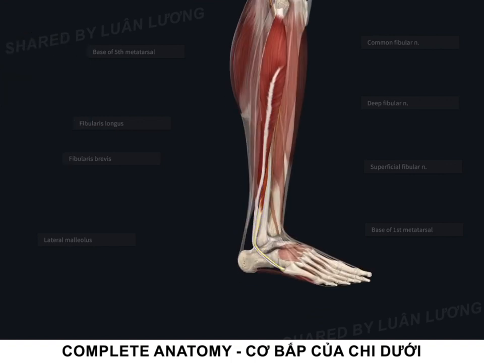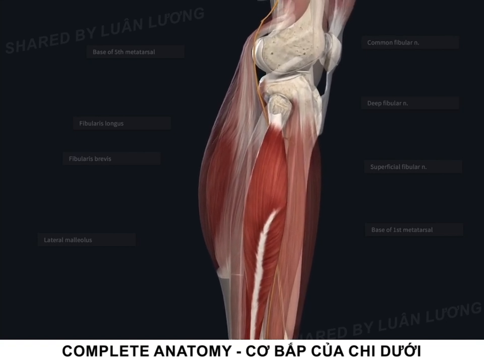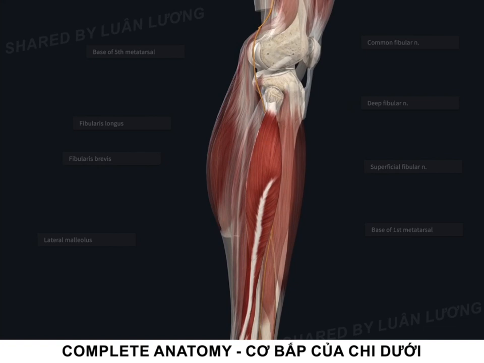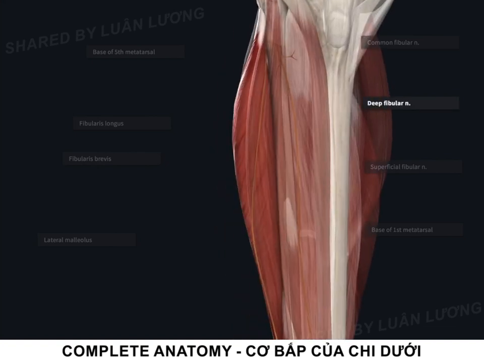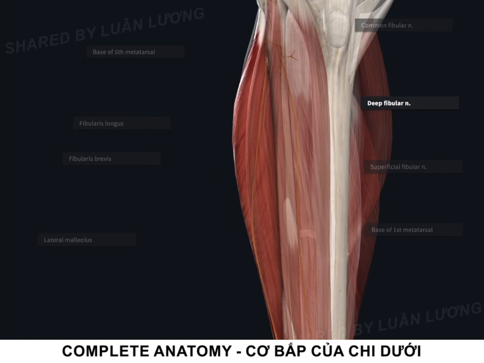To produce these actions, the two muscles, the fibularis longus and fibularis brevis, share a common innervation. This is going to be from a nerve that splits off of the common fibular nerve. Now, the common means it's going to split. So the common fibular is going to split into two components, a more laterally located superficial fibular nerve and a more anterior located deep fibular nerve.